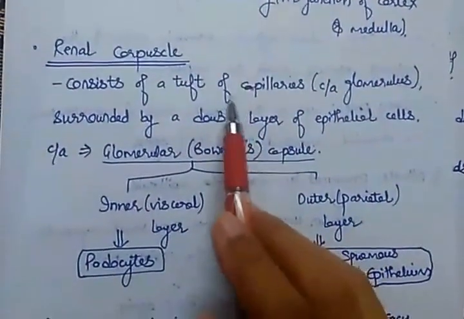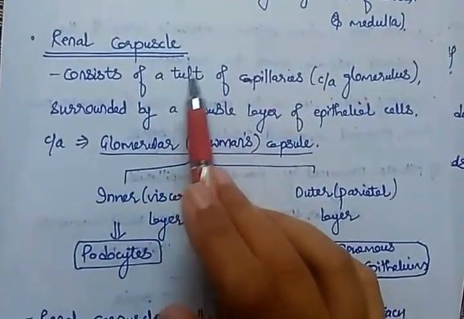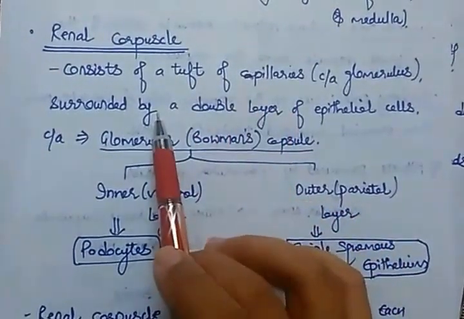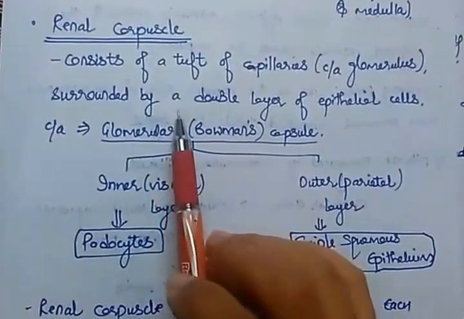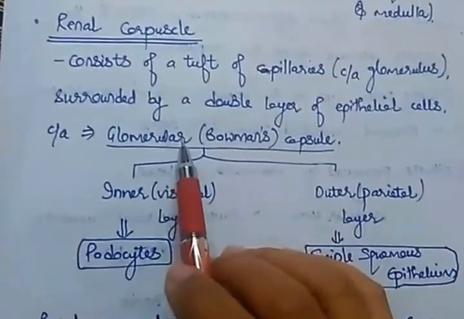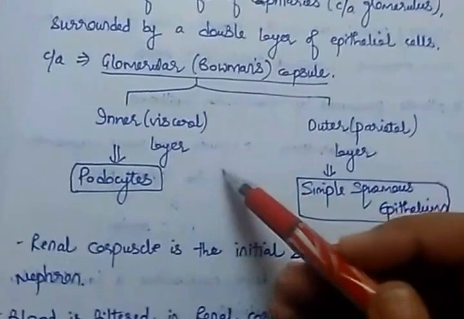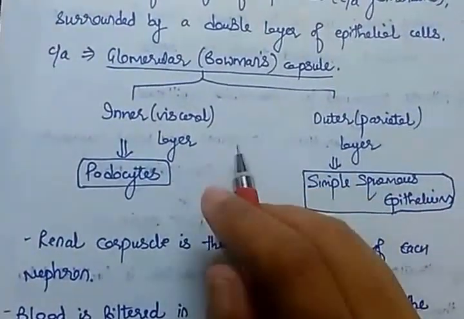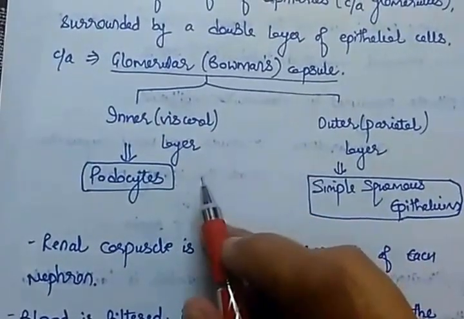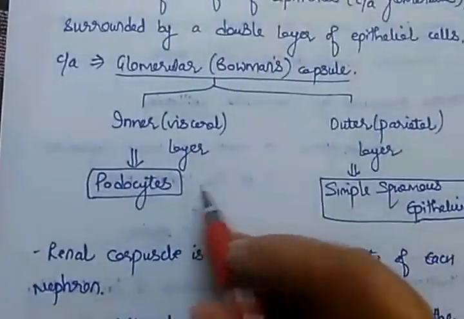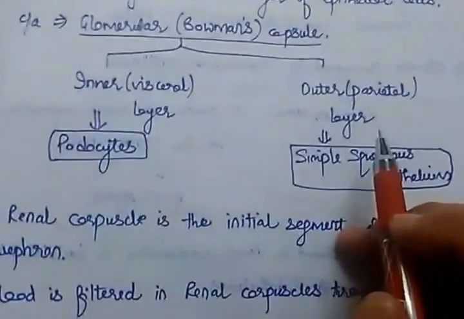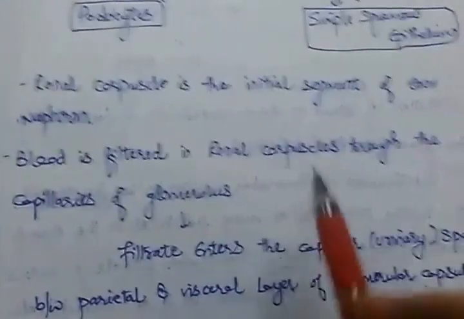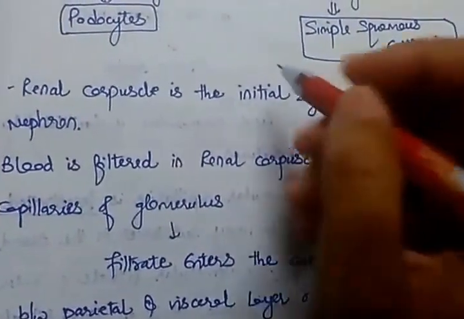Okay, now the renal corpuscle. Renal corpuscle consists of a tuft of capillaries called as glomerulus, surrounded by a double layer of epithelial cells called as the Bowman's or the glomerular capsule, which has two layers. Inner visceral layer is formed of podocytes, which completely invest the glomerular capillaries, and outer parietal layer, which is simple squamous epithelium. This renal corpuscle is the initial segment of each nephron.